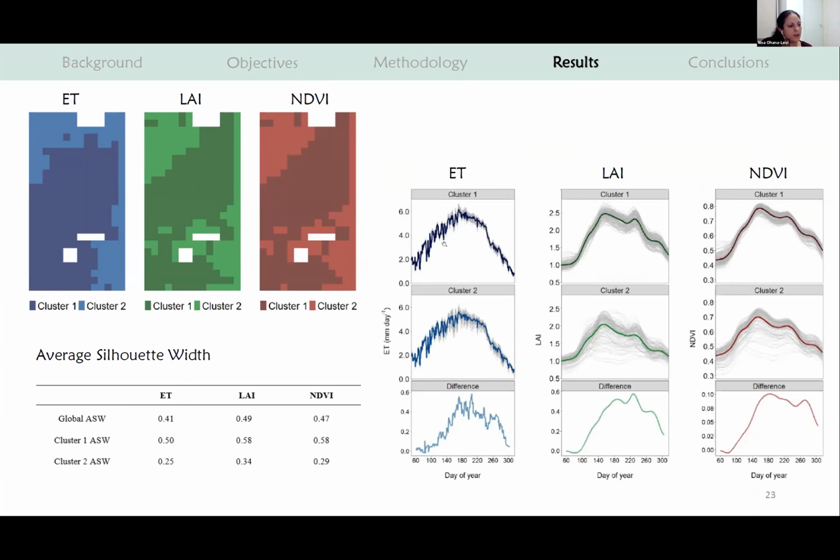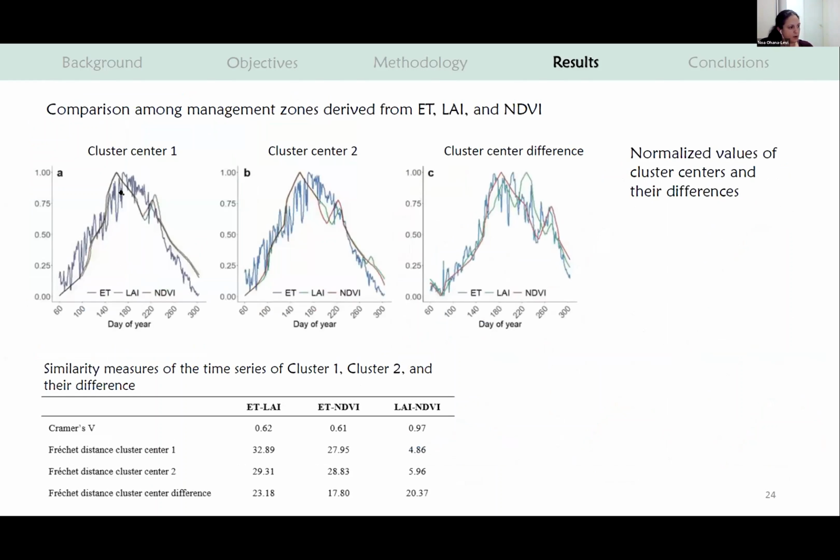And then we also wanted to compare the temporal dynamics of the cluster center of cluster 1, the cluster center of cluster 2, and the difference between them. So this is what we see here. These, of course, are normalized, so we can compare.